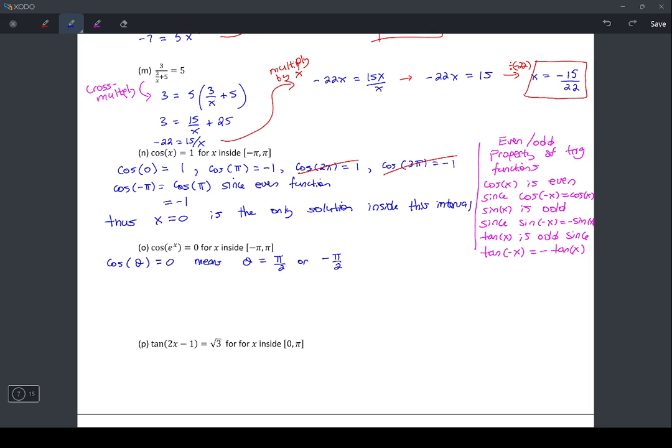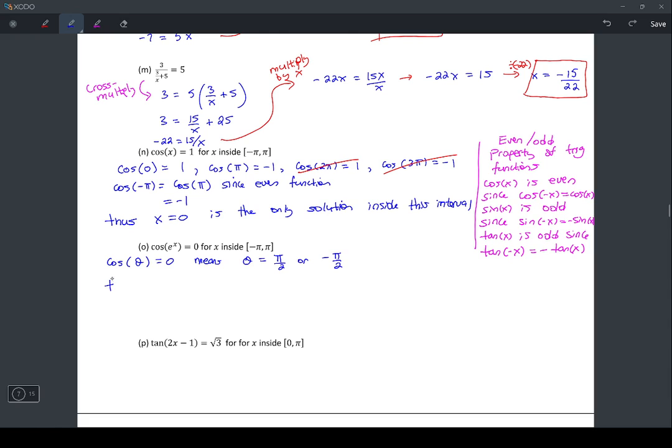There's more than that because, again, the cosine function is periodic, repeats itself every 2 pi. So there's an infinite number, but if we're restricted to this domain, these are the only 2. So thus, since e to the x is playing the role of theta, e to the x is equal to pi over 2, and e to the x is equal to negative pi over 2. We want to solve for x, so I'm going to take the first one and log both sides.